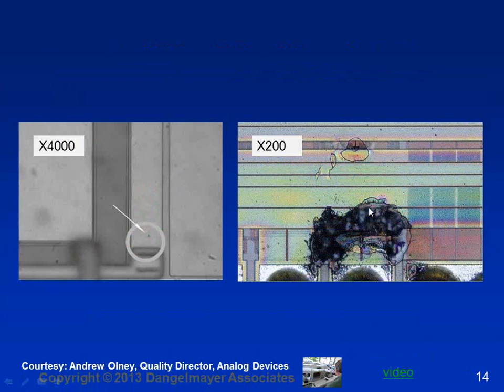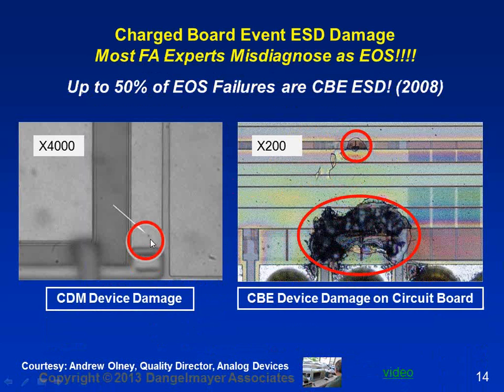Here on the right is the damage that resulted from that stress in the previous setup. And as you can see here at 200x, the failure level is massive by comparison to the device alone. Here on the left is the same image I showed you earlier at 4000x, CDM damage and a microscopic pinhole, whereas here at 200x, previously to this work, would never have been considered an ESD issue.